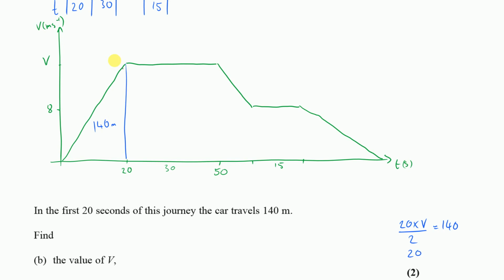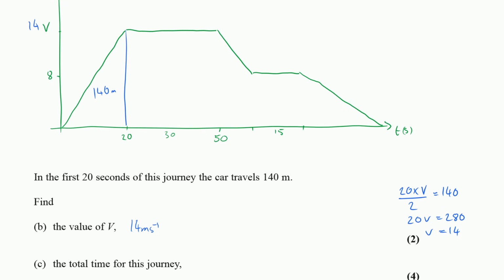So 20v is going to give me 280, and dividing by 20 I find out that v must be equal to 14. So there's my value for v, it's 14 meters per second. So let's just fill that in on the side here. Great. Next up, total time for this journey.